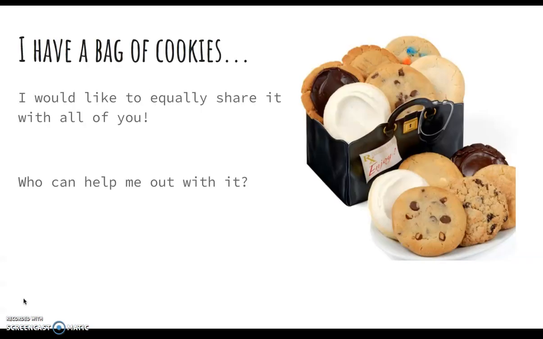So before we get into division, I just have this one question that I'd like to share with you all. I have a bag of cookies, and in this bag there are a lot of cookies. And I'd like to share this equally with all of you. Then who can help me figure out how many cookies that I need to give to each student?